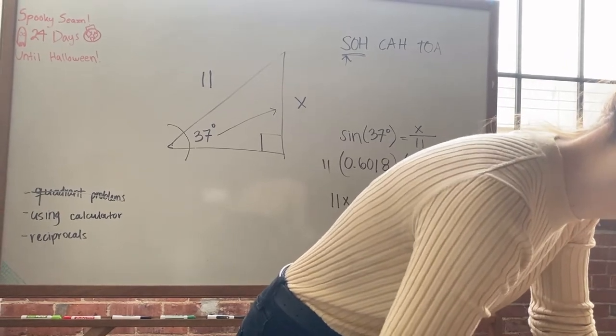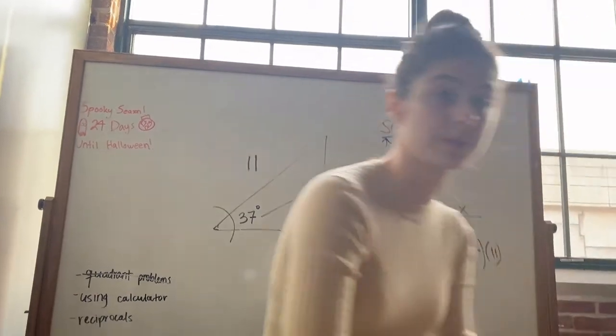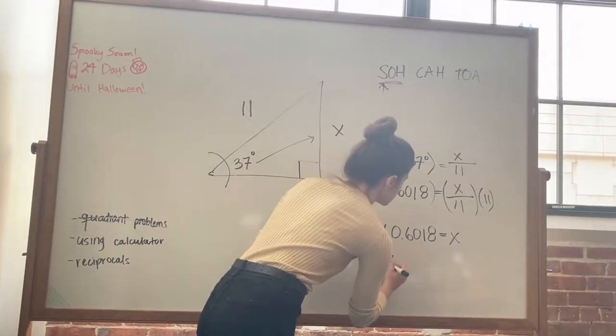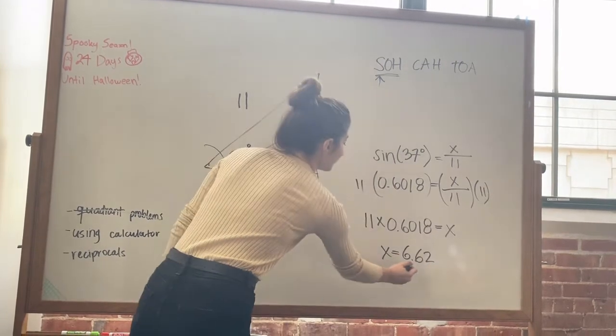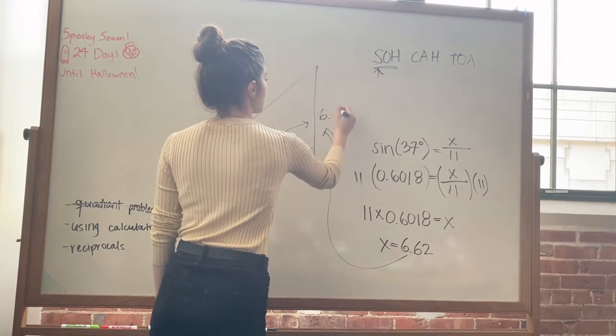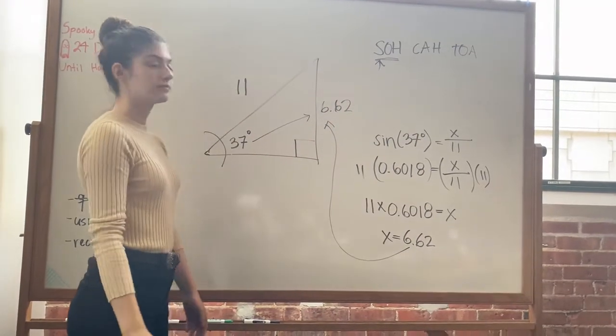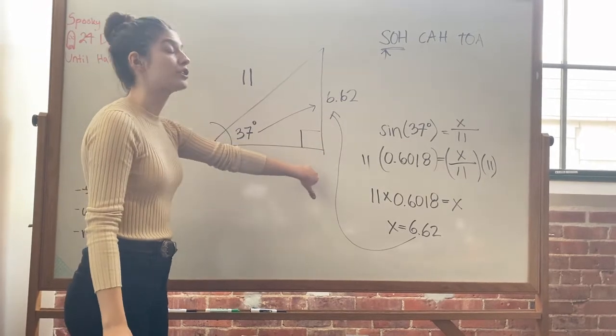0.6018 times 11 is going to get you about 6.62. So x equals 6.62. And that is how you find your missing side. So this right here is 6.62. That's it. And this is going to help you a lot when you're doing the word problems.